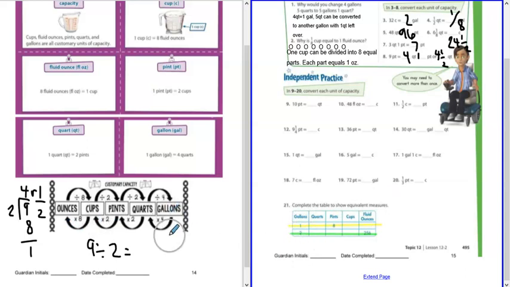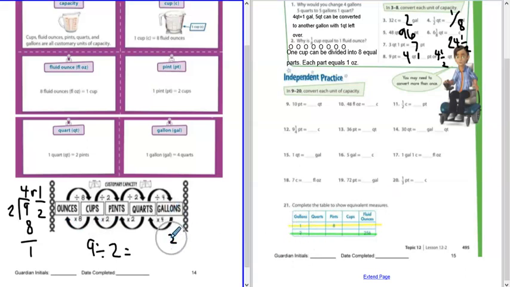So if you have 2 gallons, so you would start 2 times 4, and then you would do your answer times 2. And then this is going to be your second part. So focusing on if you had 1 gallon, what that would be across the board, and then 2 gallons, what that would be across the board.